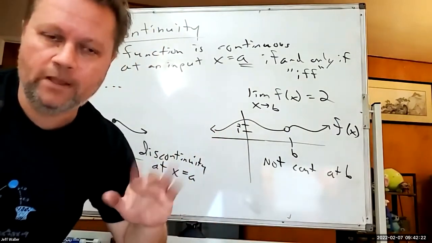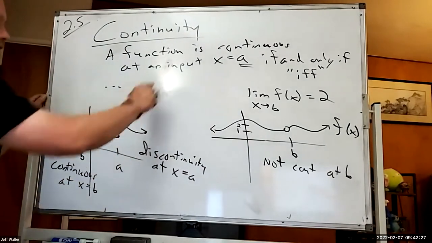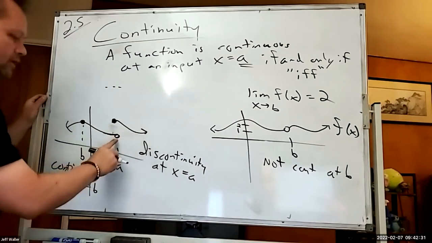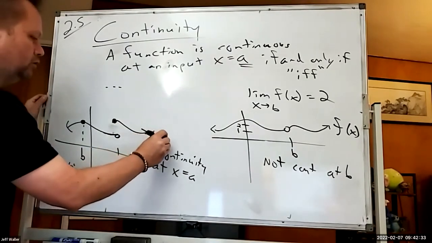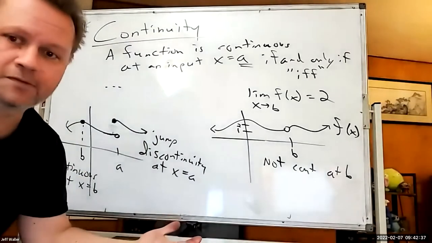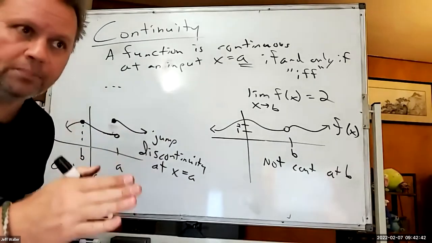Before we finish this, you're going to love this. You ready? The name of this discontinuity is a jump discontinuity. Isn't that beautiful? Doesn't that make sense? Doesn't the function jump? Okay, so that's a jump discontinuity.